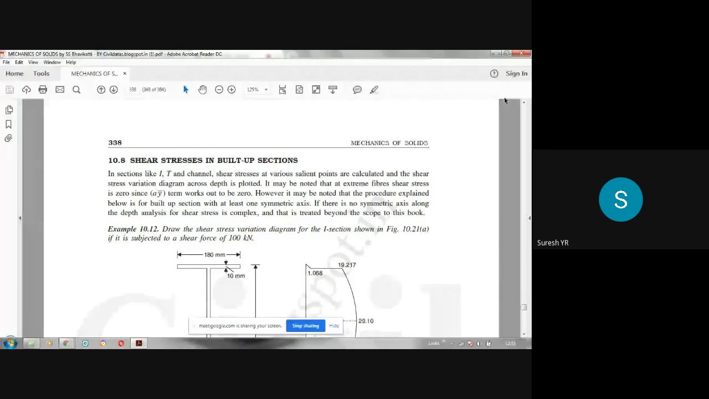So now I think I will stop here. Next I am going to take up problems on T section, I section, like that. Then bending stress and shear stress will be over. Then I have to take up torsion, which is also in the fourth module. If I complete shear stress, only 50% of module 4 is over. Another 50% is torsion of shafts that I have to cover.